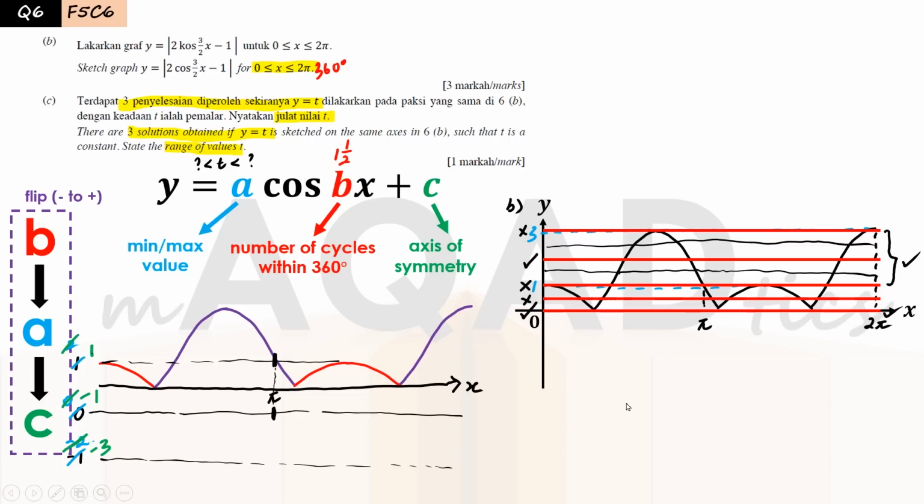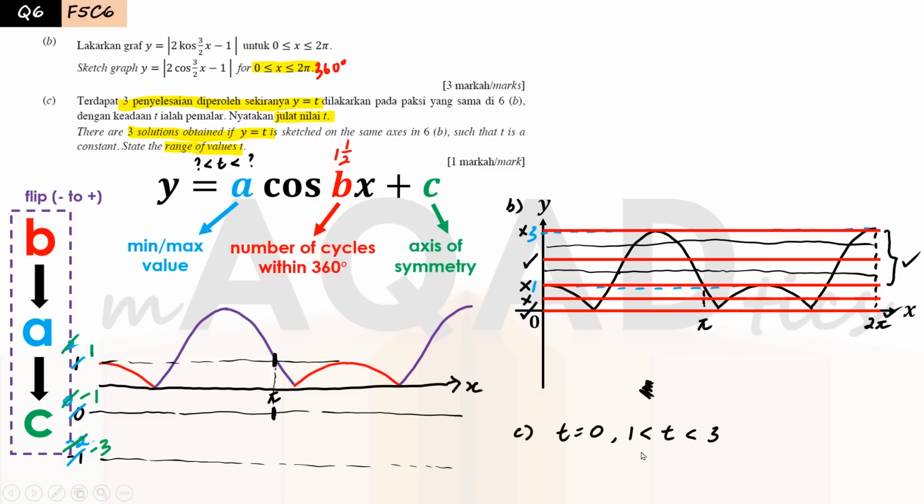So for the answer, it would be t equals 0. Don't forget this. And also from 1 to 3. Here we need to put less than, not less than or equal to. Don't put that one because 1 and 3 are not our answers, so we cannot include them. So here we should be putting less than.